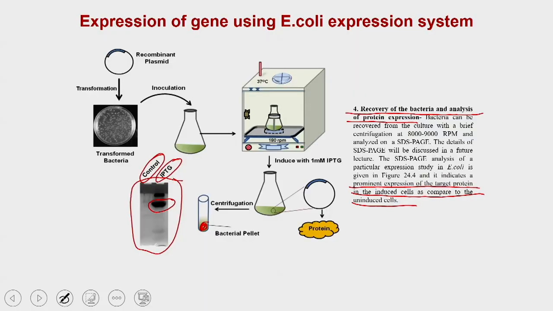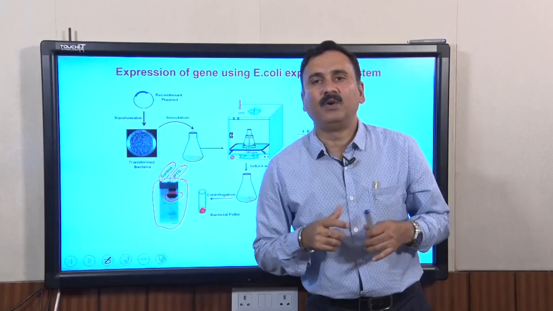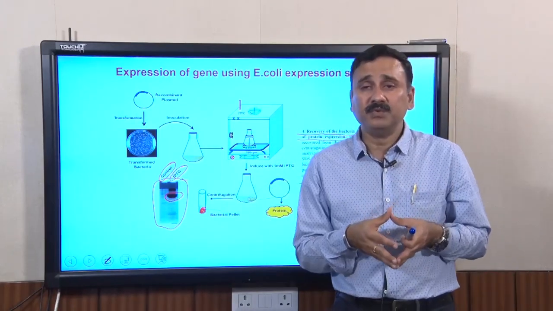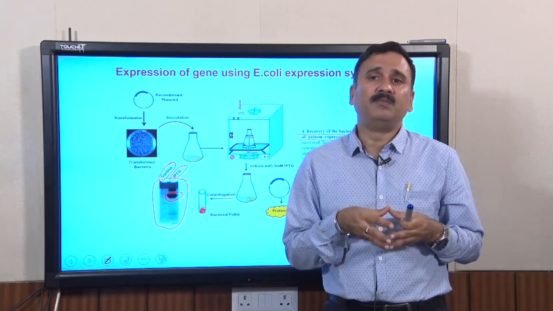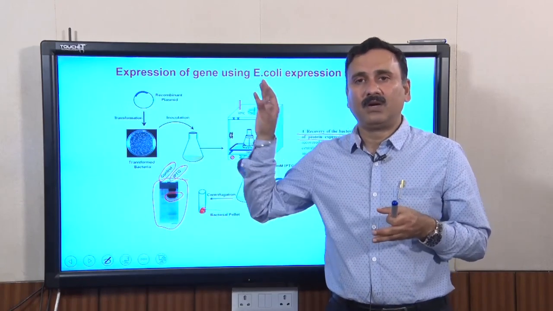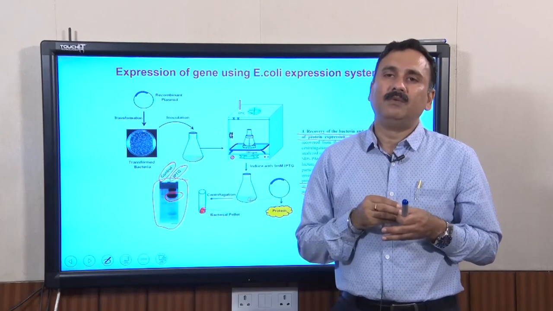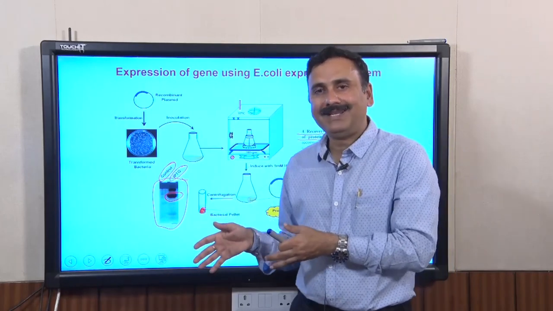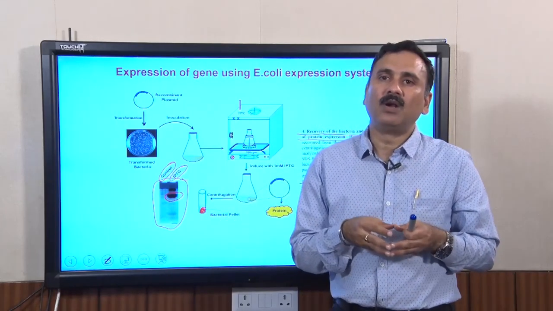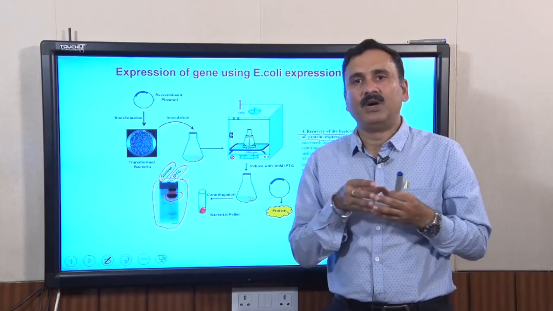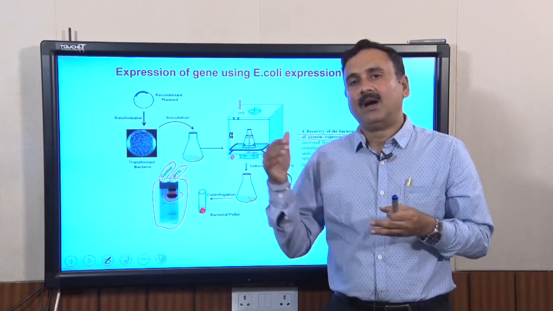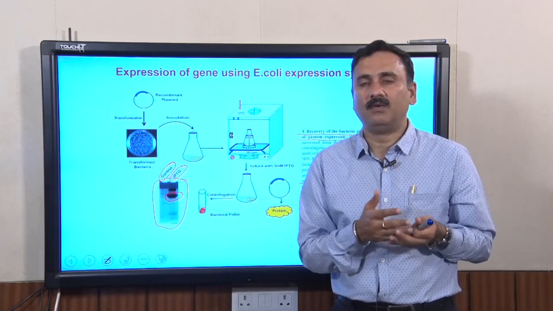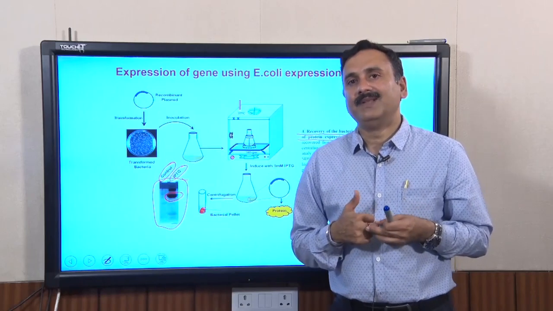To summarize what we have discussed so far in terms of overexpressing a particular foreign gene in the E. coli expression system, you first transform the bacteria with a recombinant clone, and then you inoculate single colonies into the media and let the bacteria grow to the log phase, which is from 0.3 to 0.6 OD. After that you recover the bacteria, lyse them, and then analyze the production upon induction on SDS-PAGE.